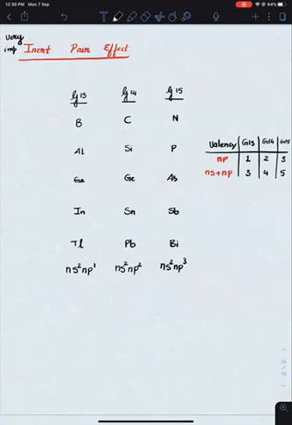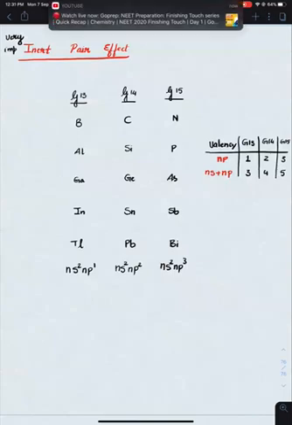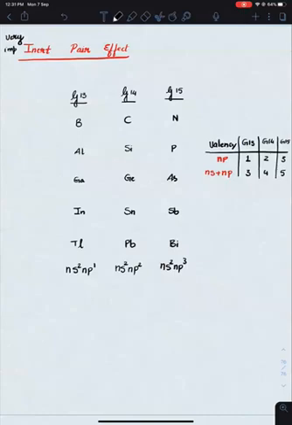Group 14 element can never show a valency of 3. It can either show a valency of 2 or valency of 4. Similarly, group 13 elements will show a valency of either 1 or 3. Group 15 elements will show a valency of 3 or 5. Okay.